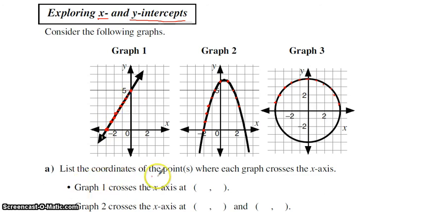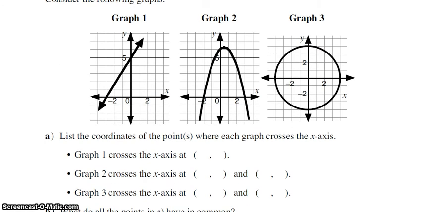All right, so what are the coordinates of the points where each graph crosses the x-axis? So this is the x-axis here. Maybe I'll choose a different color. Let me choose blue here. So for graph 3, there are 2 points crossing the x-axis. This one has 2, this one has 1. They don't have to be whole numbers, but for this example, they give you whole numbers to make it easy to understand.